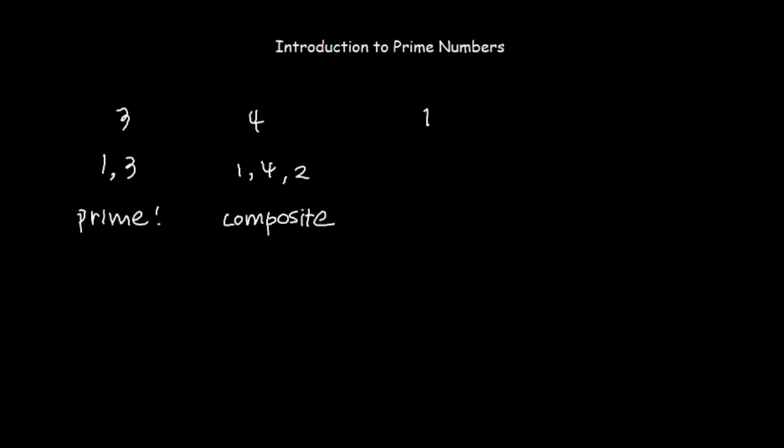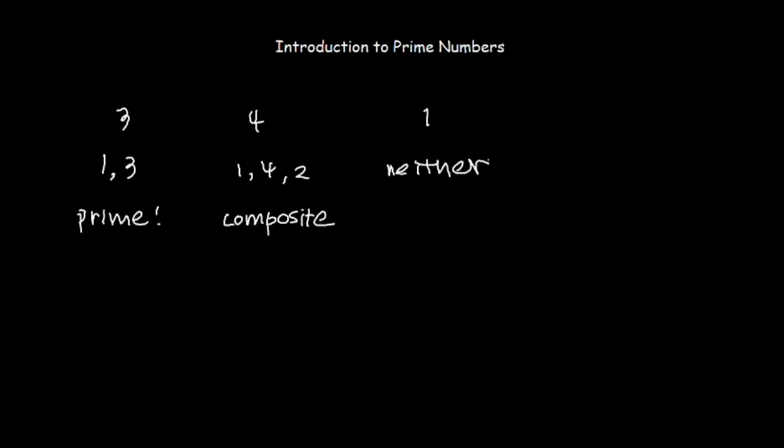Surprisingly, the number 1 is neither prime nor composite. Number 1 is not prime and number 1 is not composite. What does that even mean? Remember that for a number to be a prime number, it must have exactly 2 factors, 1 and itself. And for a number to be a composite number, it must have more than 2 factors. Number 1 only has 1 factor, and that is 1. So it can't be prime because it doesn't have 2 factors, and it can't be composite because it doesn't have more than 2 factors. So 1 is neither prime nor composite.